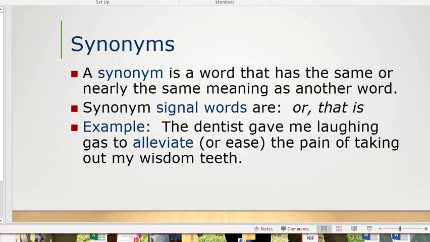An example sentence that uses a synonym that a reader could use to determine the meaning of a word: the dentist gave me laughing gas to alleviate or ease the pain of taking out my wisdom teeth. You can see the word "or" is used here, and it immediately follows the word we are trying to determine the meaning of, alleviate. A similar meaning for that word is ease.